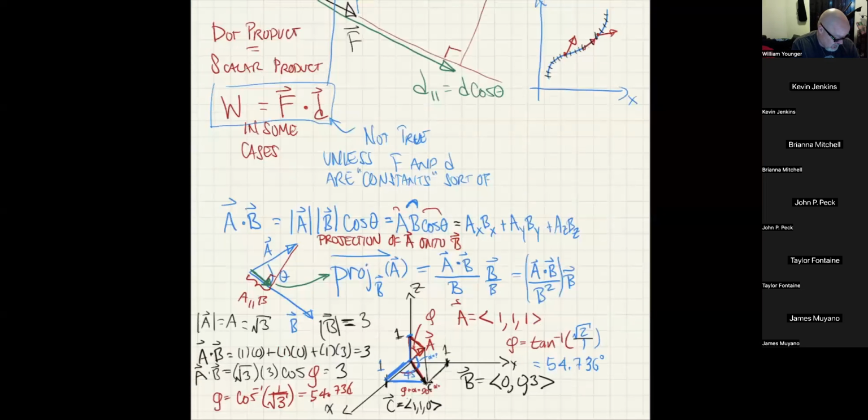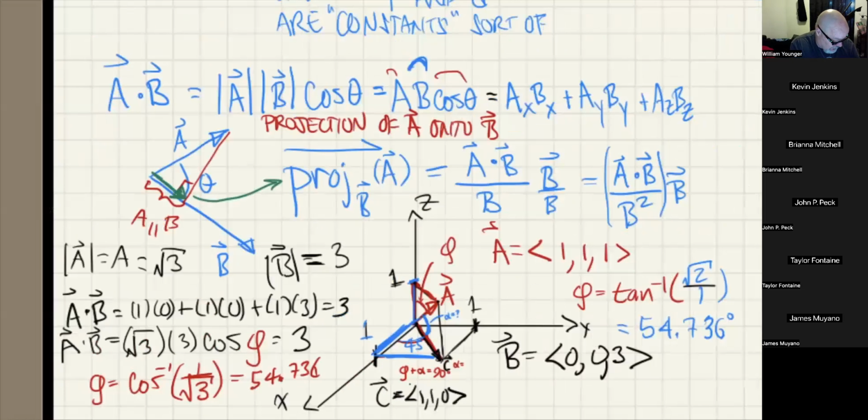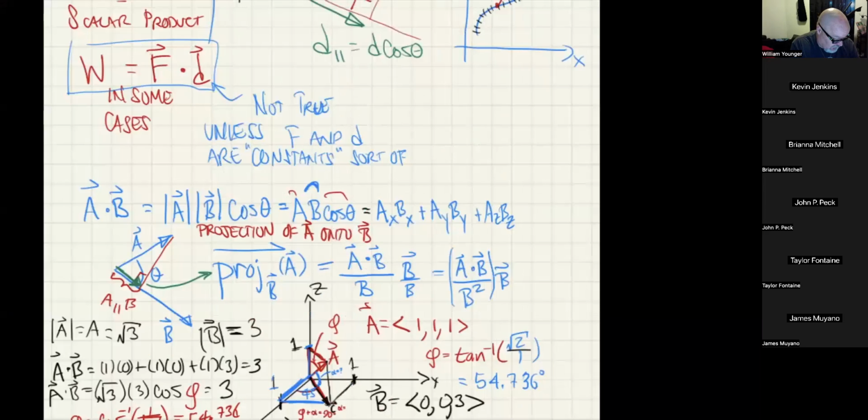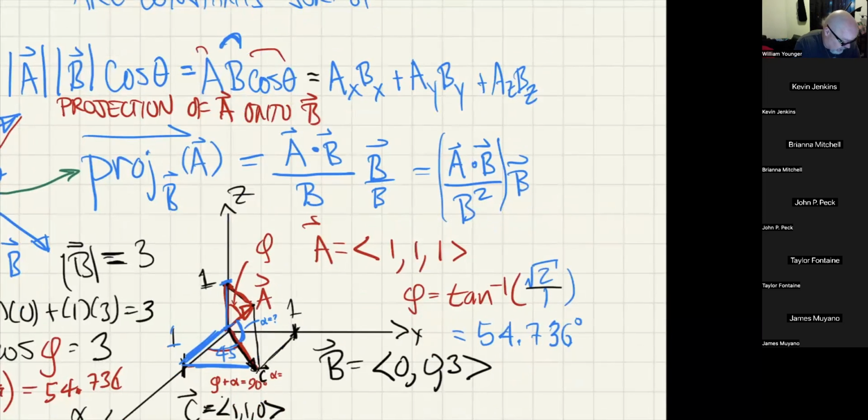About, let's say 30 gets me up to 84, and then 35 gets me up to 89. So I would say alpha should be on the order of 35.264 degrees roughly. I think that's what alpha should be.